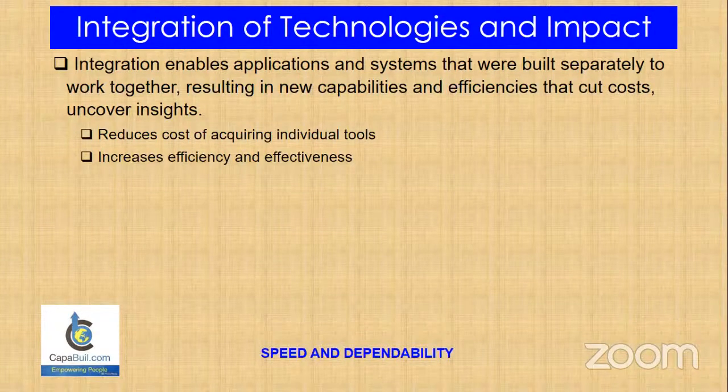For instance, we have Zoom, which is a technology that has come up. But Zoom cannot work without internet, and internet is another technology that we are using. So combining Zoom and internet, and the applications in our phones and laptops, enables these applications and systems to work better.